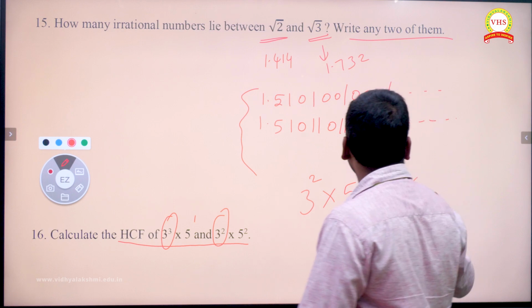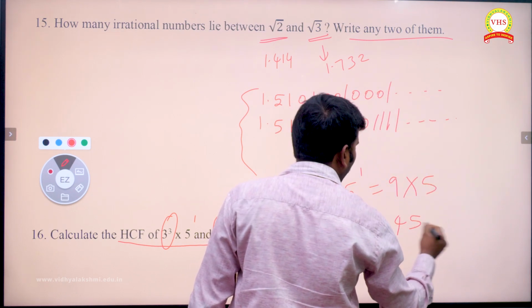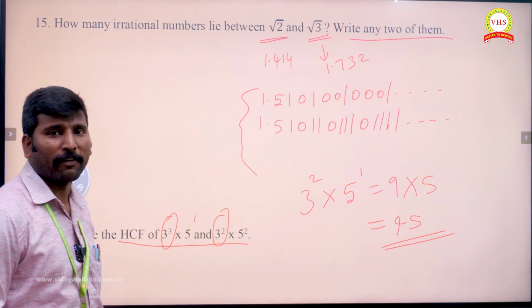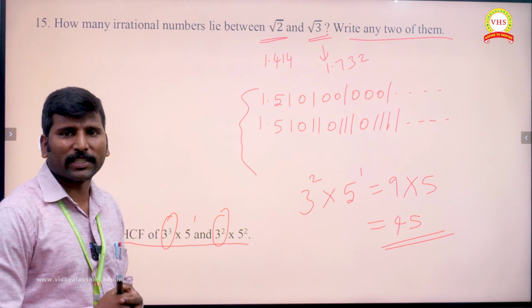So, that 9 into 5 which is equal to 45. 9 into 5 equal to 45. That's it. Our answer we got it. Do you understand, children? Simple.